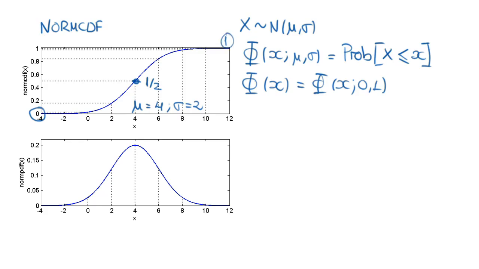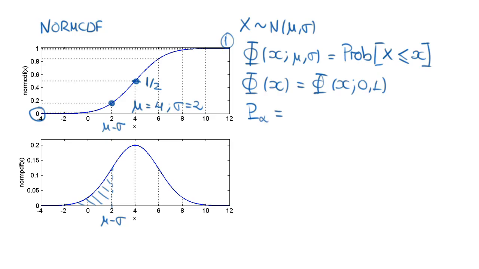Let's try to understand what is the value of phi, for instance here at mu minus sigma. This number here gives us the probability that a realization of the random variable is below or equal to that value. In terms of the PDF, it will give us the area that is underneath the curve between minus infinity and mu minus sigma.